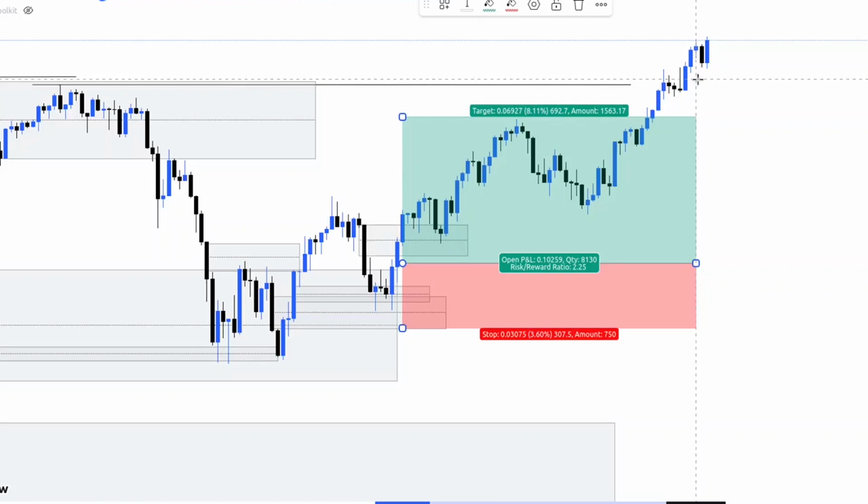Also, there are some other entry confirmations like SMT and the rest, but you should always acknowledge fair value gaps that are respected and the ones that are disrespected.